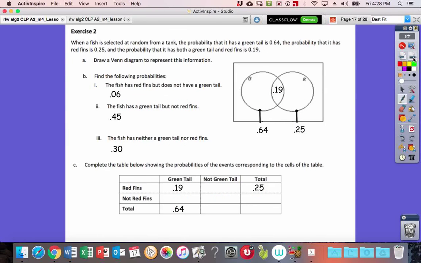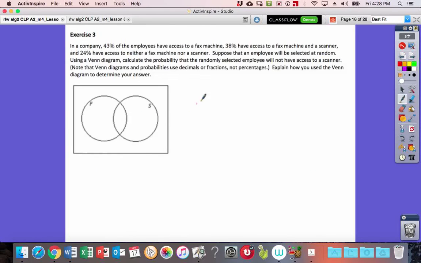So I skipped a slide. It's okay. Let's do exercise number 3. Let's read it. In a company, 43% of the employees have access to a fax machine.